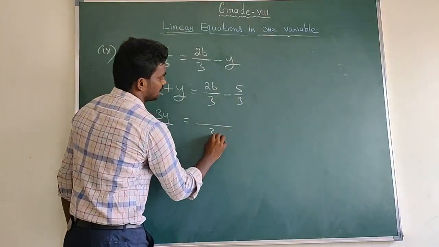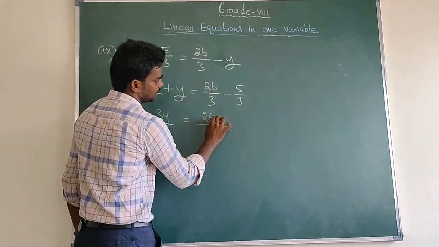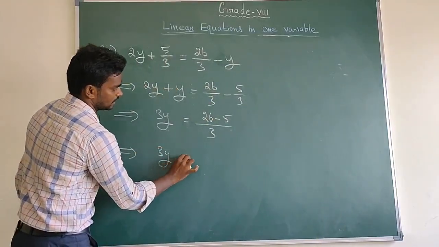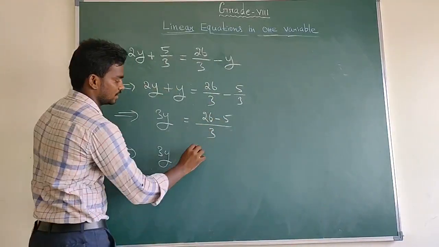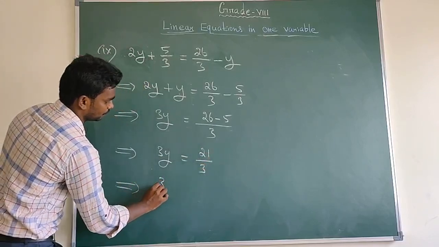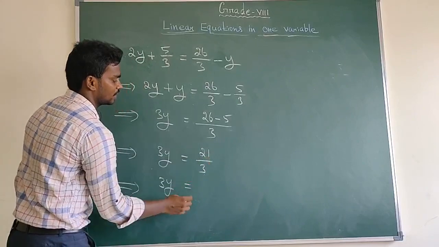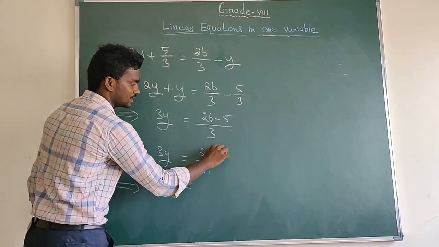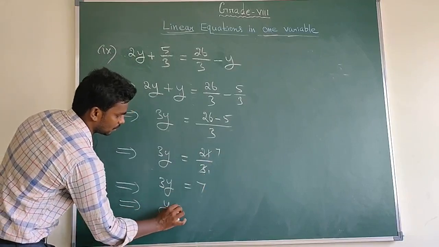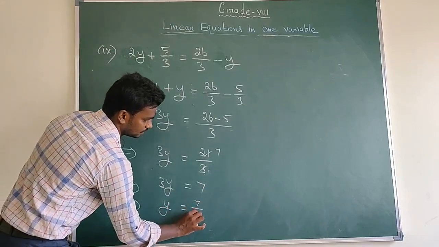When the denominator value is the same, you can directly add or subtract the numerators. So we keep the denominator the same. What is the numerator value? 26 minus 5. So 3y is equal to 21 divided by 3. 1 3s are 3 and 7 3s are 21, which is equal to 7. So y is equal to 7 by 3.